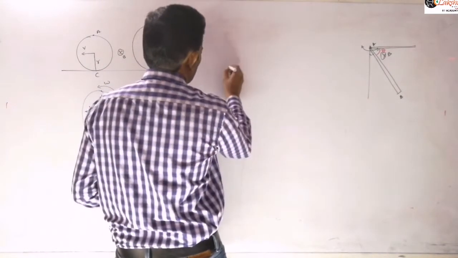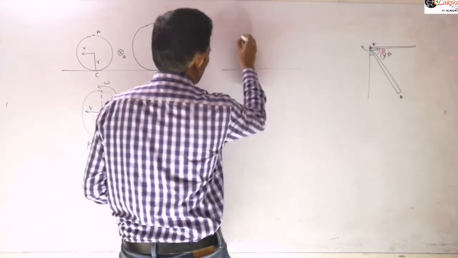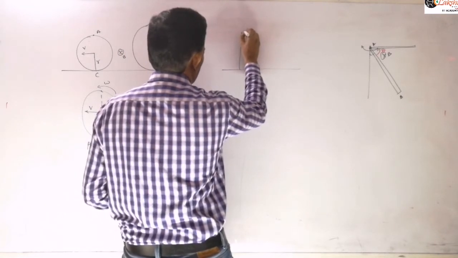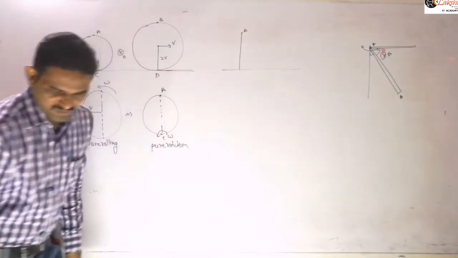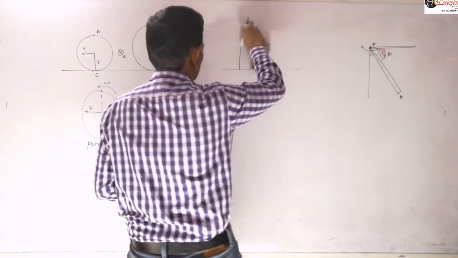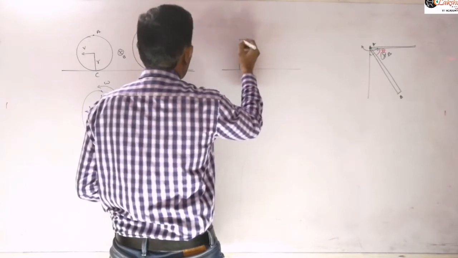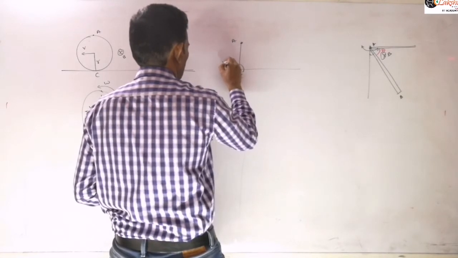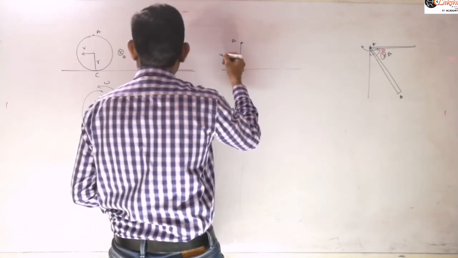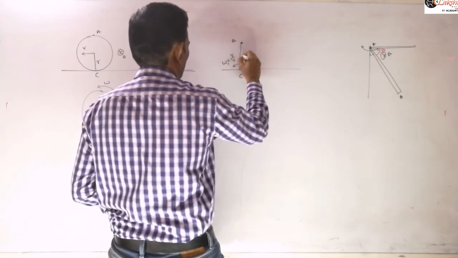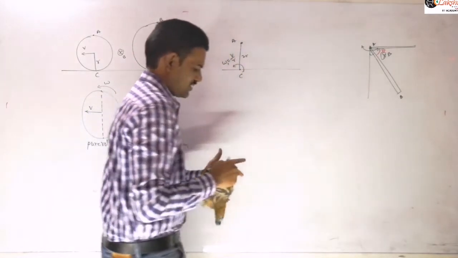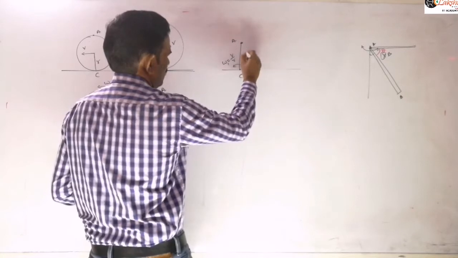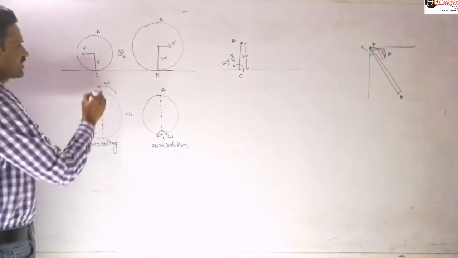So equivalently we can consider this as one rod, AC, of length 2R. This rod is rotating with angular velocity omega 1, which is equal to V by R. Is it clear? The angular velocity of this object we can take as V by R, because the point of contact is at rest here.